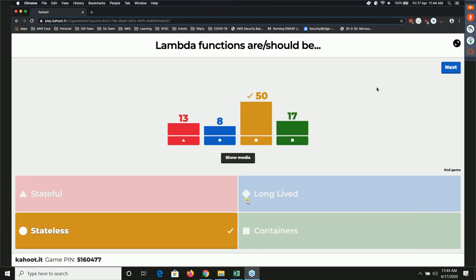And we had 8 people say that the function was long-lived. No, functions are expected to execute and exit. Think of them as short-lived. And containers, yes, they do get packaged in containers, and that was a bit of a trick question there. But that is not something that is exposed to us. That is more of an implementation internal detail. But yeah, stateless is the right answer.